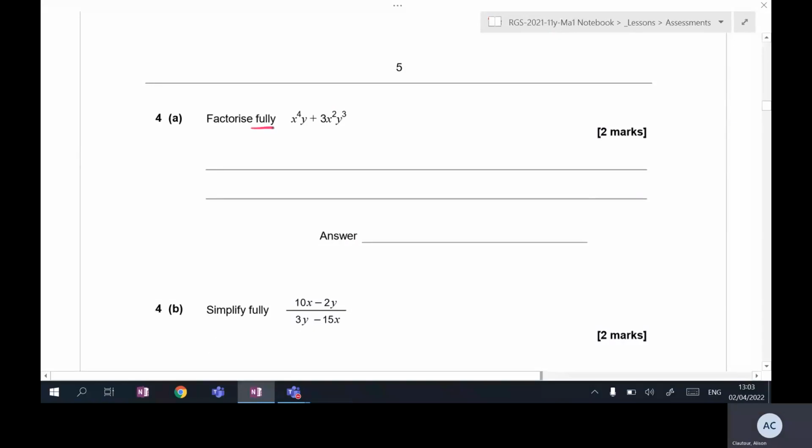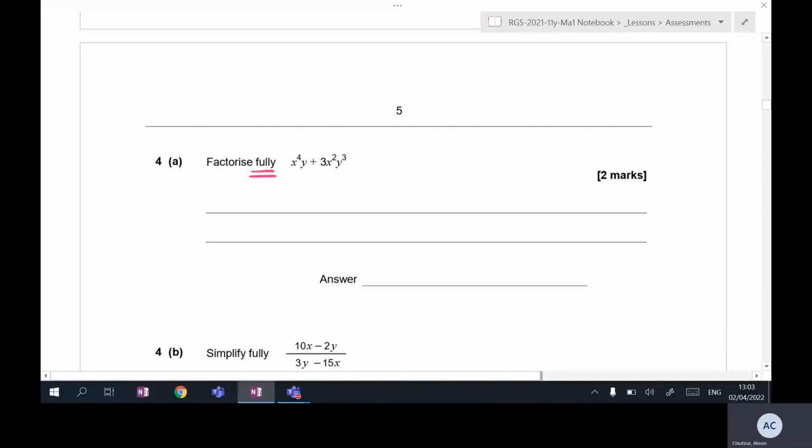Factorise fully. So the word fully always indicates there's more than one thing to take out as a common factor. So look carefully. So I'd separate your numbers, your x's, your y's. So there's no number that I can take out the front. If I look at my x, I can take an x squared out the front. If I look at my y's, I can also take a y out the front. So remember, when it says factorise fully, that means there's more than one variable to take out the front.